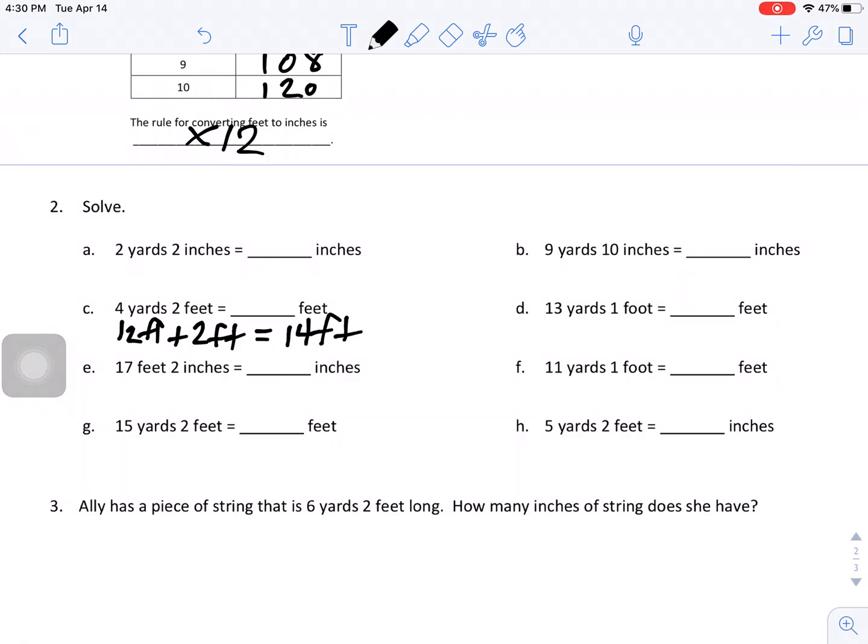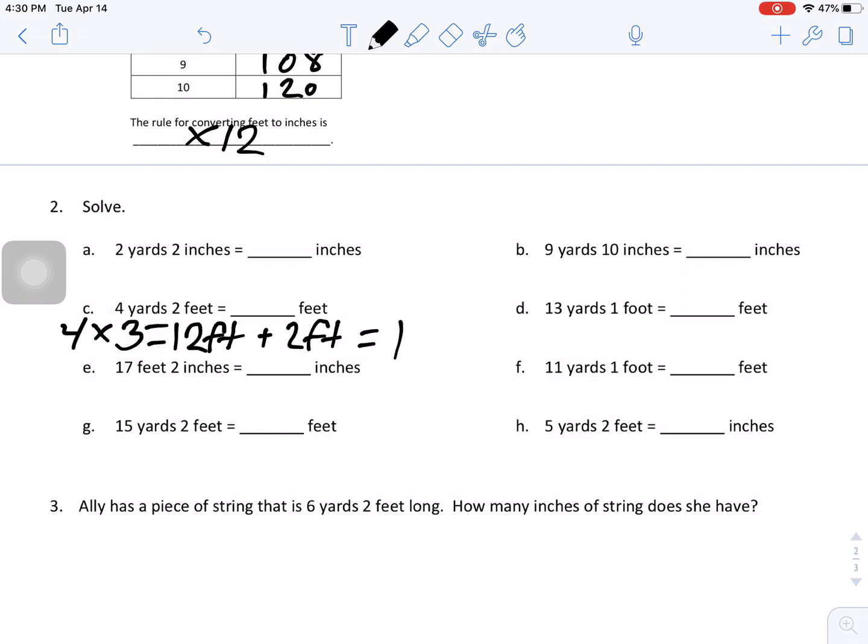But sometimes you won't always have conversion tables, so just knowing how to do the multiplication is also really useful. So saying 4 yards, and there are 3 feet in each yard, so 4 times 3 is going to give me 12 feet. And then I would add the 2 feet, and I would get 14 feet. So you could use either strategy, whichever one works best for you.